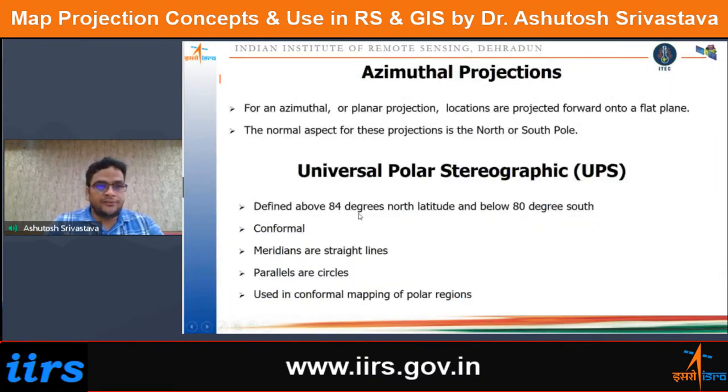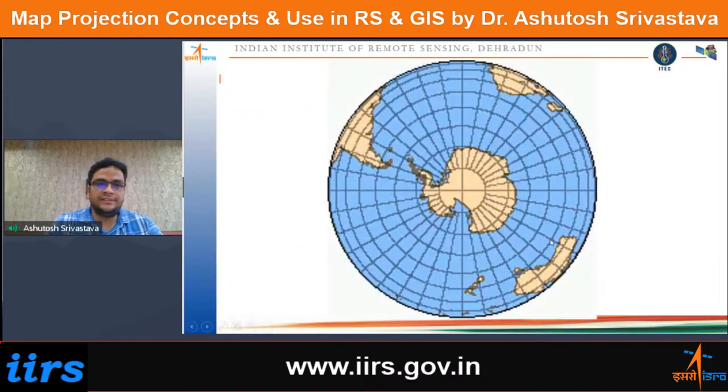We have an example of azimuthal projection. For an azimuthal or planar projection, locations are projected onto a flat plane. The normal aspect for this projection is the north or south pole. Generally we use it for the north and south poles. It is defined above 84 degrees north latitude and below 80 degrees south. It is conformal. Meridians are straight lines, parallels are circles, and it is used basically for conformal mapping of polar regions. So this is azimuthal projection, mainly used for the north and south.